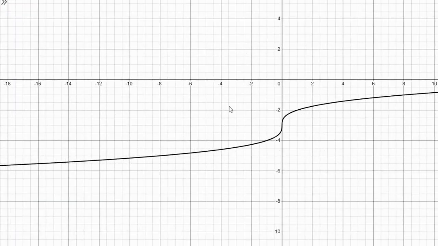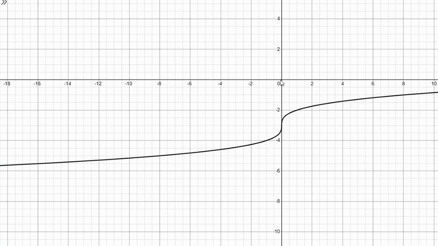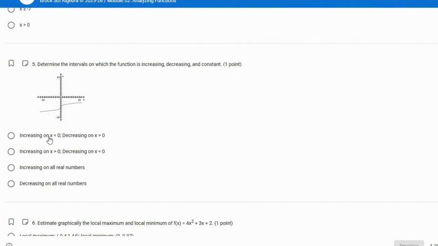And when it asks that, you would say like from negative infinity to 0, it would be increasing, right? You have to answer it using the x's. I think it shows that. Yeah, increasing on x is less than 0, decreasing when x is greater than 0. Or is it increasing when x is greater than 0 and decreasing when x is less than 0? Or is it increasing everywhere or decreasing everywhere?